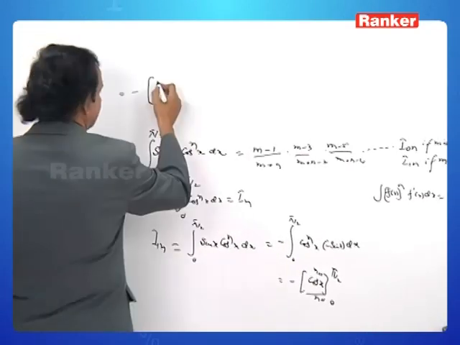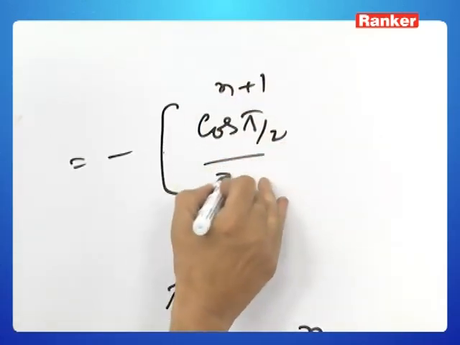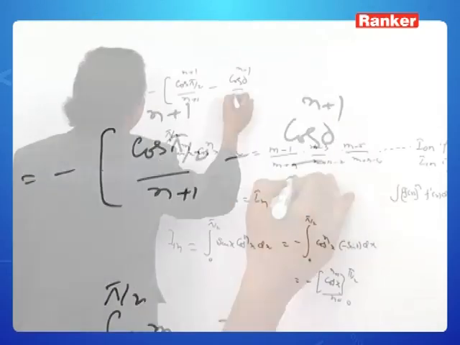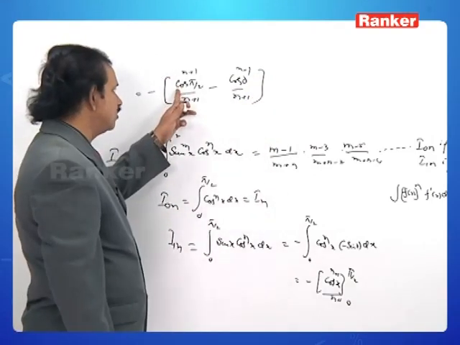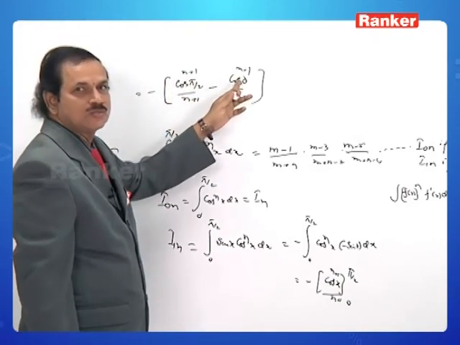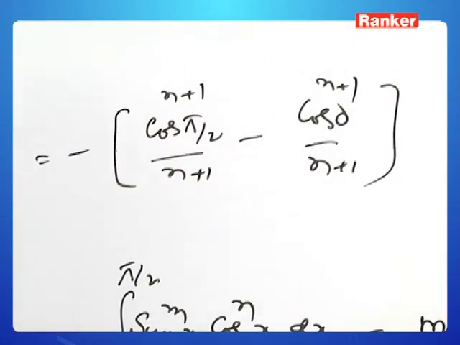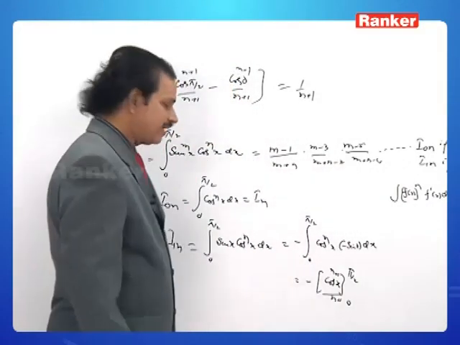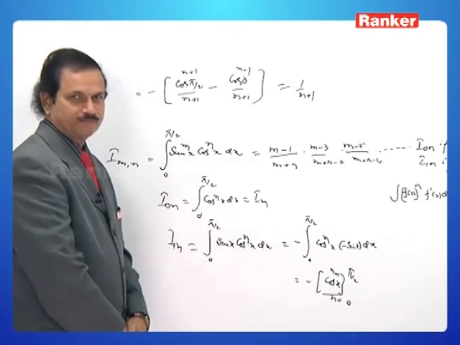Substitute pi by 2 in the place of x. We have cos pi by 2 power n plus 1 by n plus 1, minus cos 0 power n plus 1 by n plus 1. You know that cos pi by 2 is 0, and 0 power anything is 0, so 0 by n plus 1 is again 0. Cos 0 is 1, and 1 power n plus 1 is again 1, so 1 by n plus 1, minus of minus 1 by n plus 1, is 1 by n plus 1. So I1n is 1 by n plus 1.